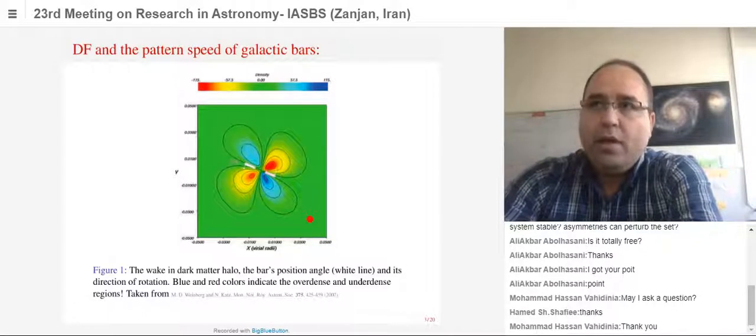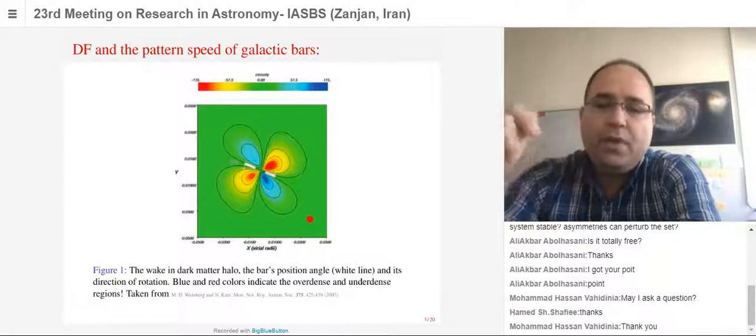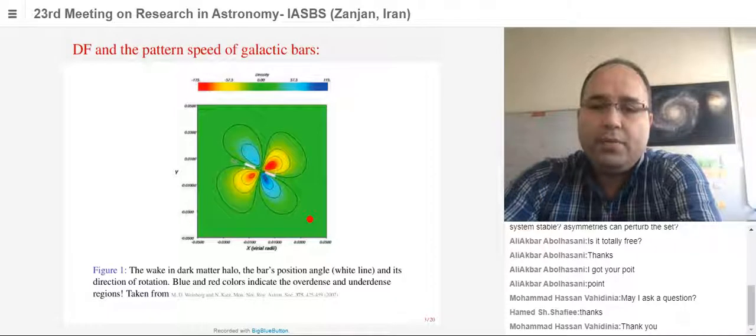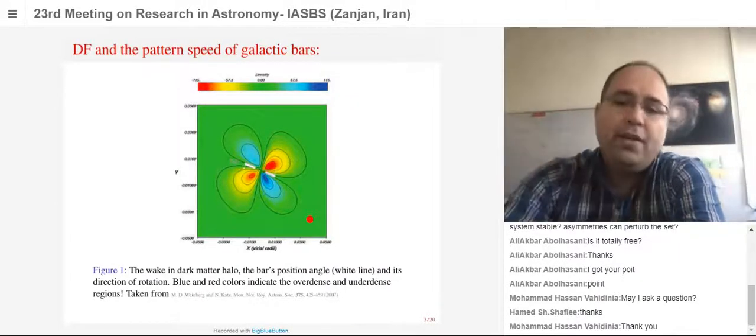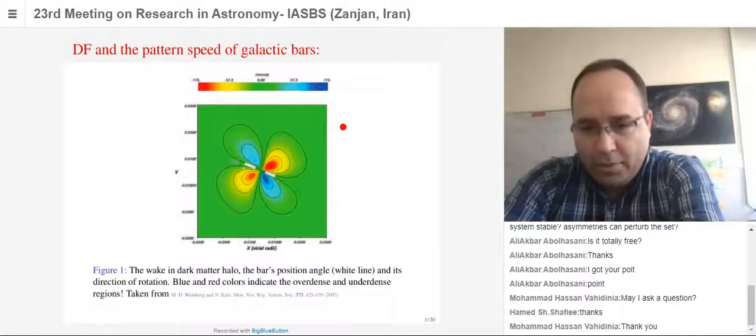We know that the main part of angular momentum transfer happens via particles trapped in resonances, and understanding this is not easy, but the upshot is simply that when a bar rotates inside a galaxy, then it will induce a wake behind itself. It has been beautifully shown in this simulation by Weinberg and Katz.